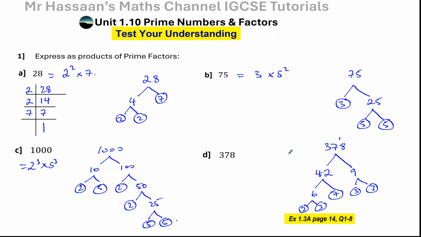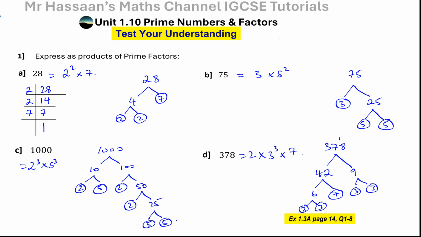So we have 2 times 3 cubed times 7. Okay, so that's how we split numbers up as a product of their prime factors. That's number 1.